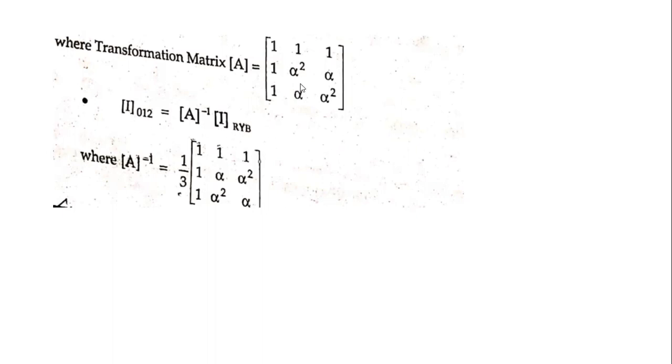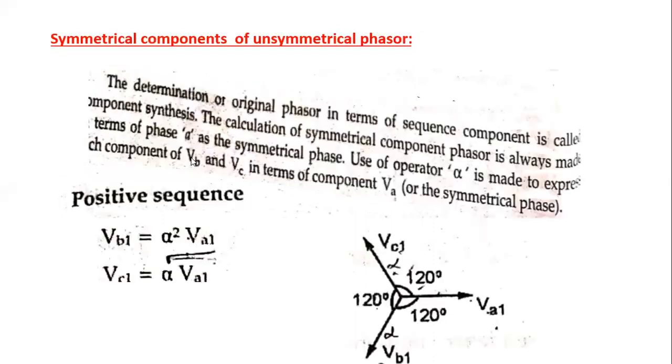Therefore, the zero, positive and negative sequence currents are equal to A inverse into I R Y B, where A is the transformation matrix 1, 1, 1; 1, alpha square, alpha; 1, alpha, alpha square. Then A inverse is 1 by 3 times the matrix 1, 1, 1; 1, alpha, alpha square; 1, alpha square, alpha. Remember these matrix values, and then we can easily find the zero, positive and negative sequence current matrix.